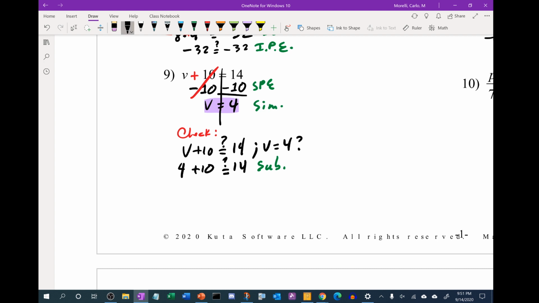All right, well, what is 4 plus 10? 4 plus 10 is 14, and 14 equals 14. How do I know that? By the identity property of equality. Okay, so remember, the check just proves that the sole value that satisfies this equation is v equals 4. Okay, so 4 is the answer, but this is algebra. That's why I need all of it.